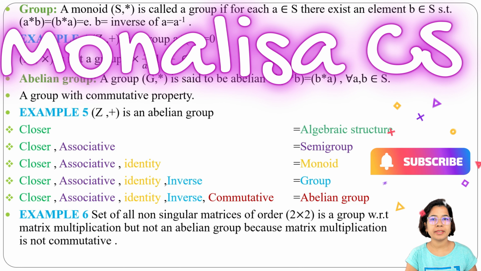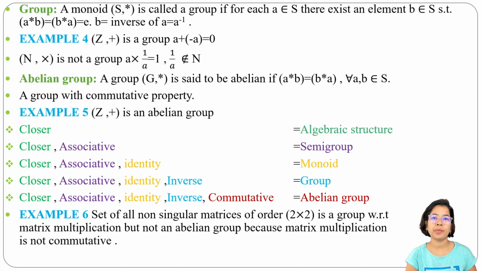In the previous lecture, I discussed what an algebraic structure, semigroup, monoid, group, and abelian group are. If one binary operation is closed in that set, it's called an algebraic structure. If it is closure plus associative, then it's a semigroup. If it is closure, associative, and identity, it is a monoid. If it is closure, associative, identity, and inverse, then it's a group. If it is closure, associative, identity, inverse, and also commutative, then it's an abelian group.